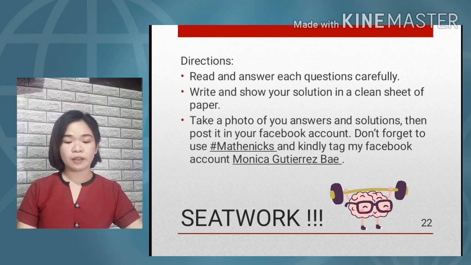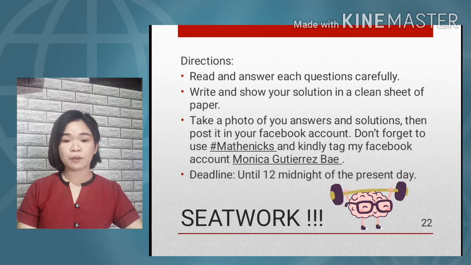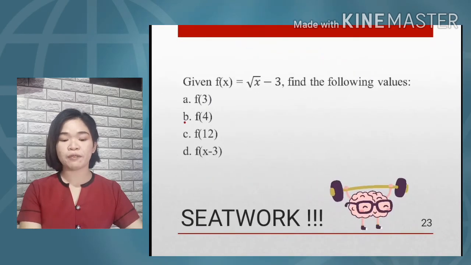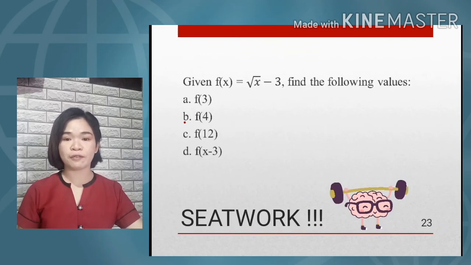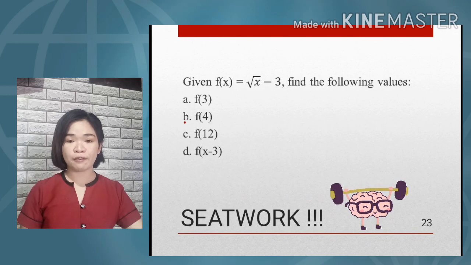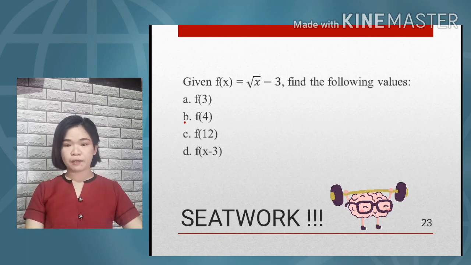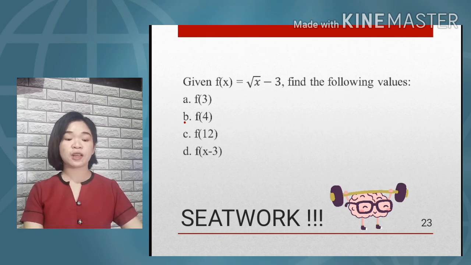So this is the given. Given f of x is equal to the square root of x minus 3. Find the following values: A, f of 3; B, f of 4; C, f of 12; and D, f of x minus 3. I will give you time to copy or screenshot this slide.